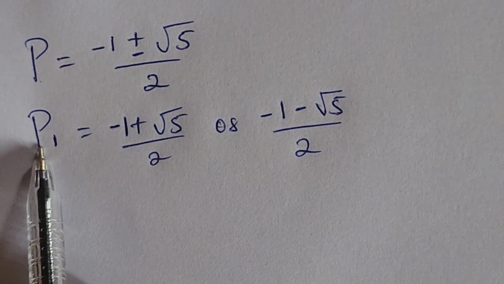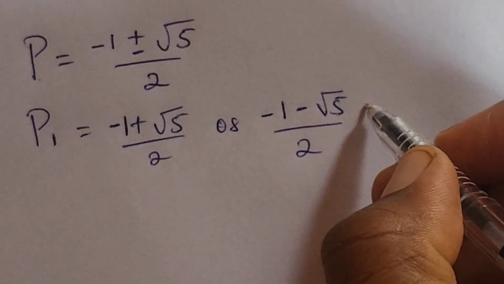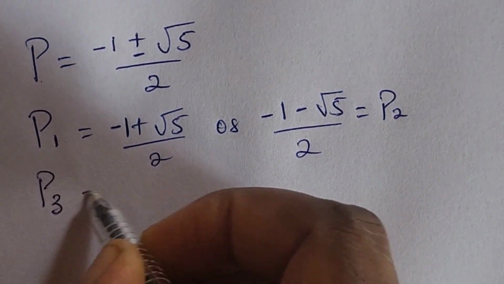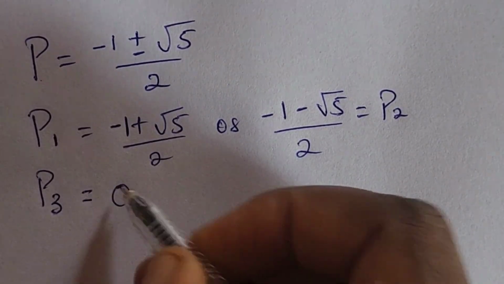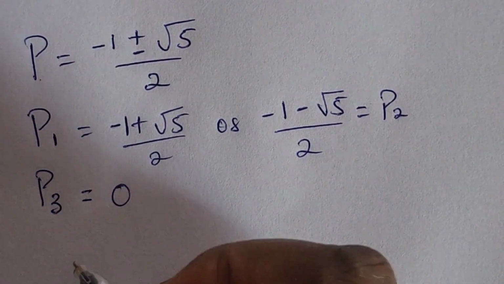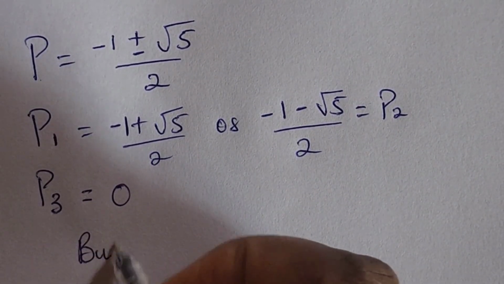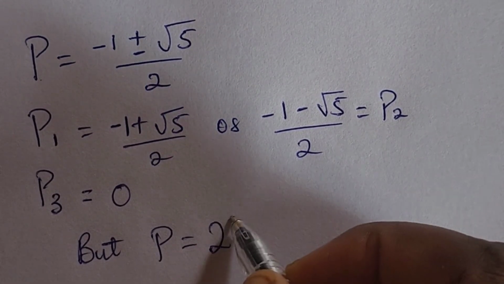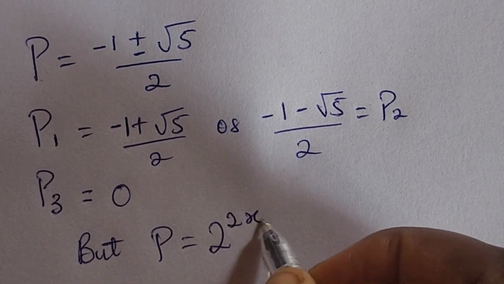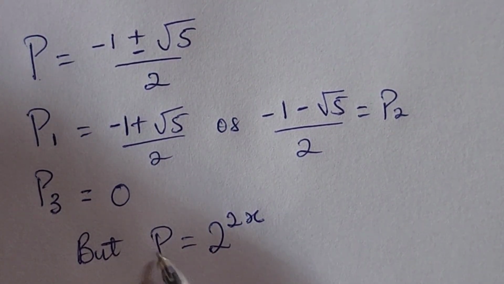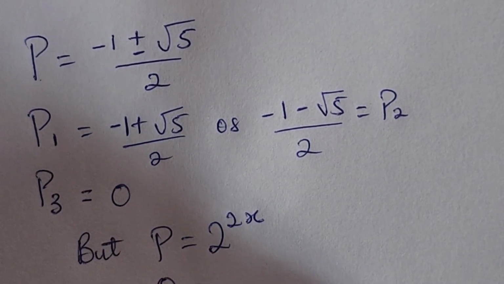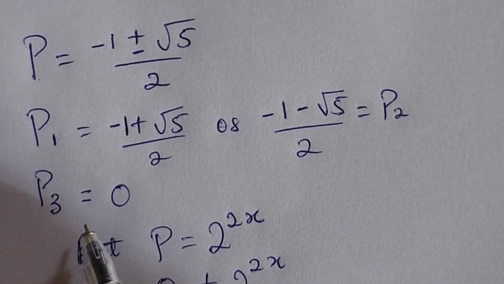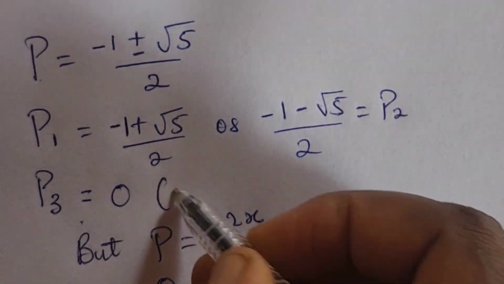So we have P1, we have P2, and let's recall that the first value of P we got was 0. But let's recall that P is equal to 2 to the power of 2x. So if P is 0, 0 is not equal to 2 to the power of 2x. So P3 is rejected.